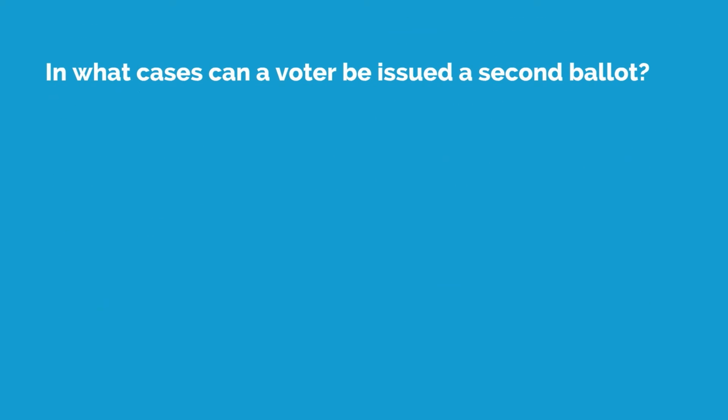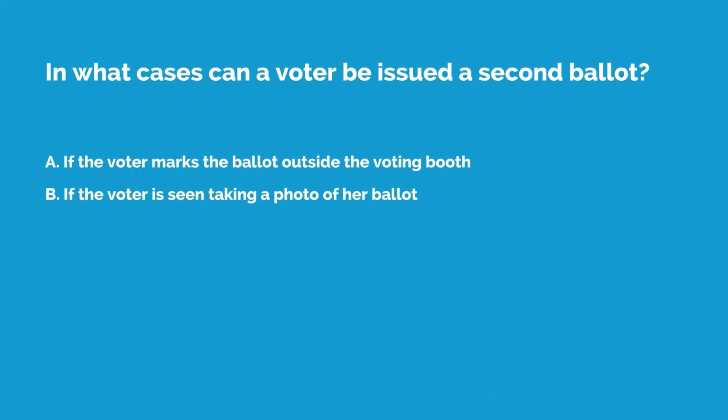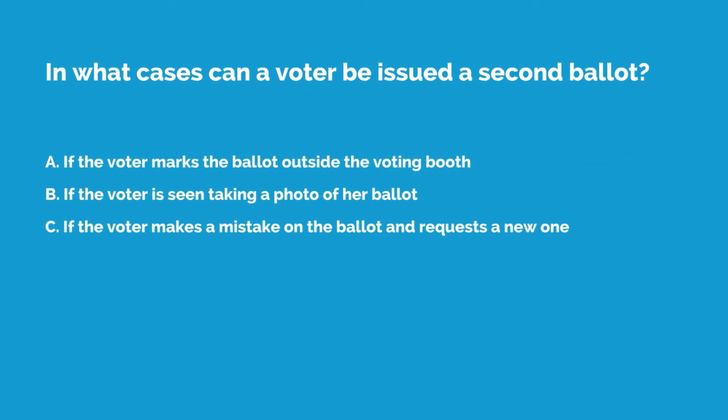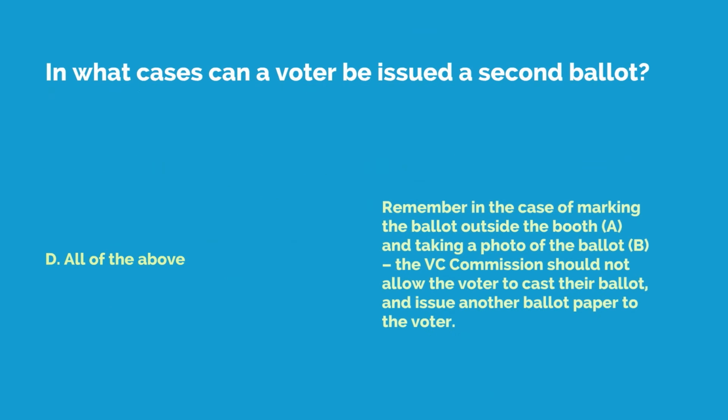In what cases can a voter be issued a second ballot? A. If the voter marks the ballot outside the voting booth. B. If the voter is seen taking a photo of her ballot. C. If the voter makes a mistake on the ballot and requests a new one. D. All of the above. The answer is D. All of the above. Remember, in the case of marking the ballot outside the booth and taking a photo of the ballot, the VC Commission should not allow the voter to cast their ballot and issue another ballot paper to the voter.